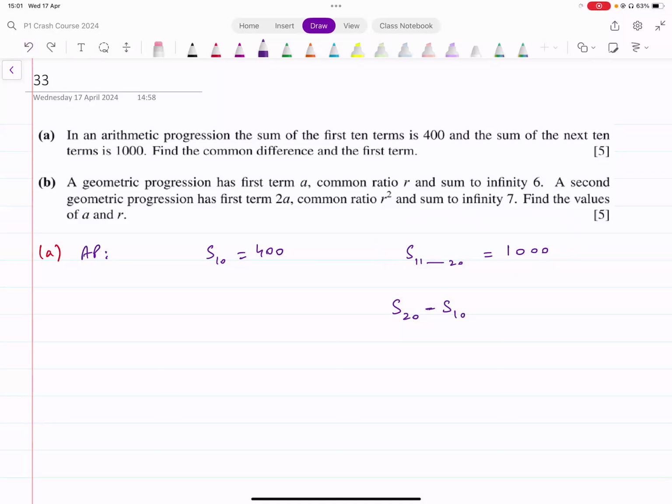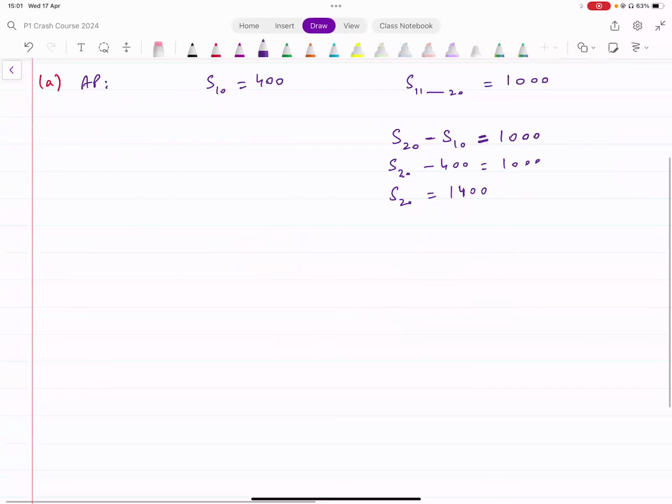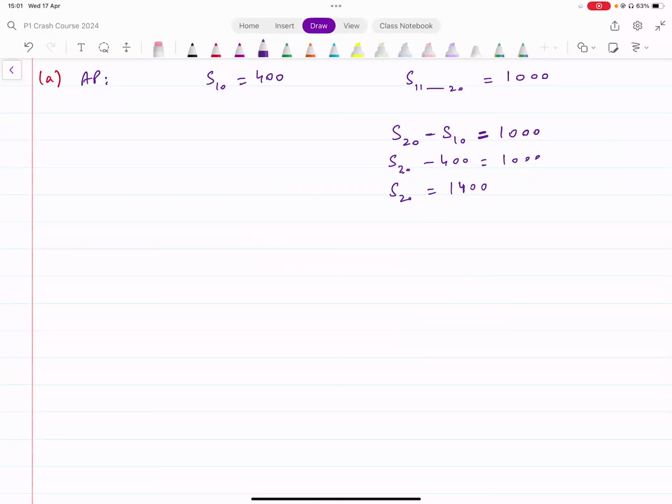So that means sum of the first 20 terms minus sum of the first 10 terms, that should equal 1000. Now you already know sum of the first 10 terms is 400. So it becomes S20 minus 400 equals 1000. So the sum of the first 20 terms, therefore, is 1400. So S10 is 400, S20 is 1400. We can make two equations using this and solve them simultaneously.